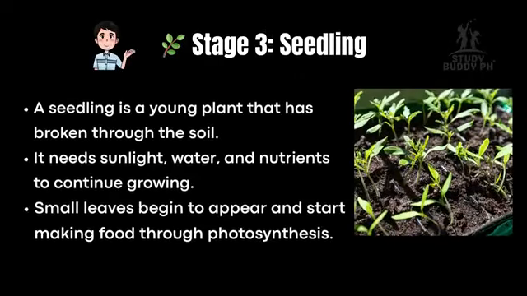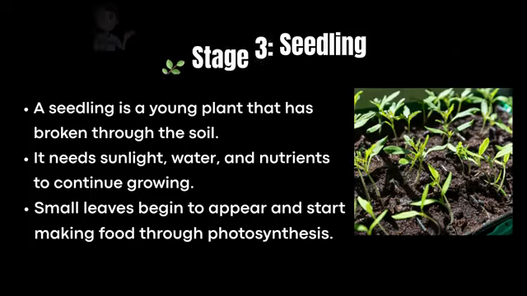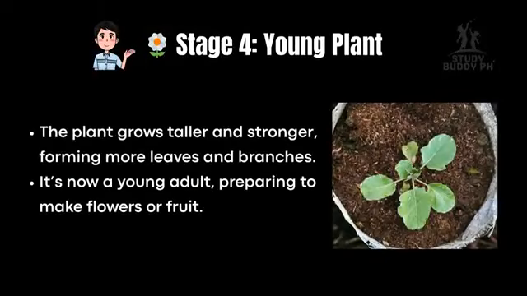Stage 3. Seedling. A seedling is a young plant that has broken through the soil. It needs sunlight, water, and nutrients to continue growing. Small leaves begin to appear and start making food through photosynthesis. Stage 4. Young plant. The plant grows taller and stronger, forming more leaves and branches. It's now a young adult, preparing to make flowers or fruit.